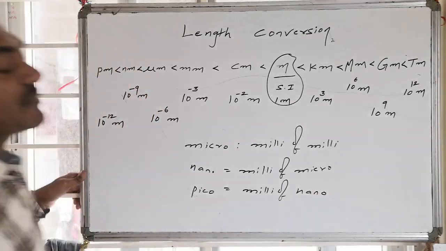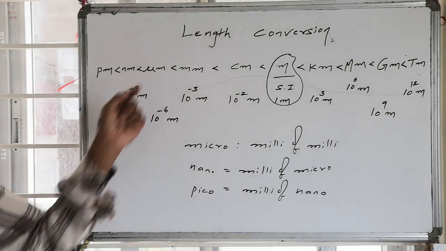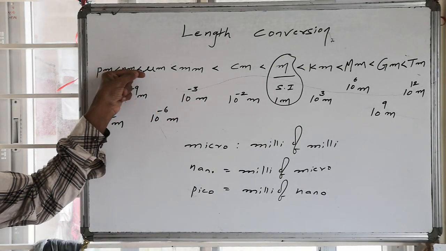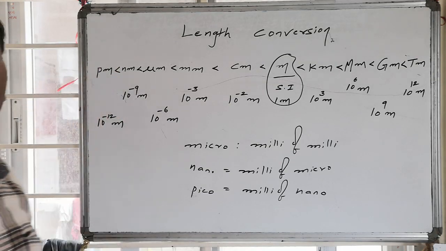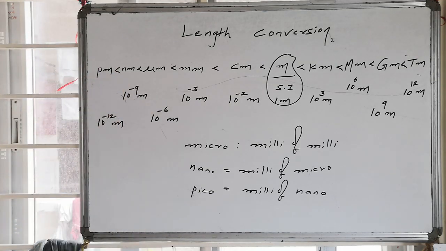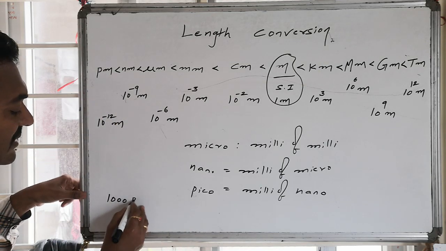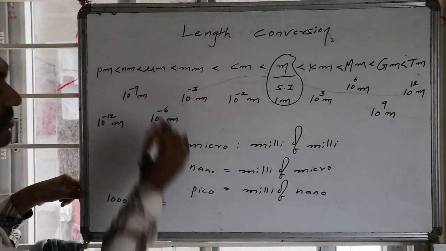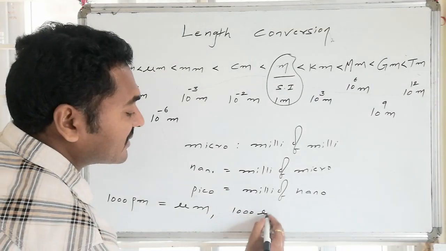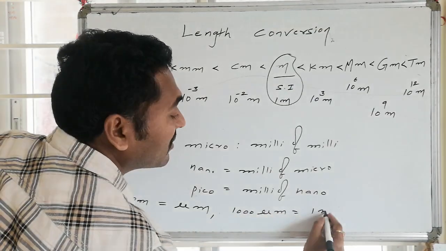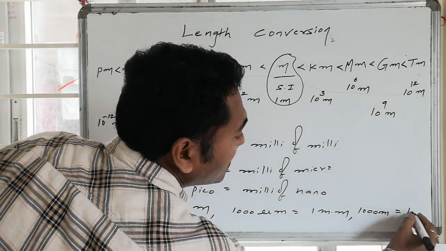So therefore 1 by 1000 part of a millimeter is equal to a micrometer. 1 by 1000 of a micrometer is equal to a nanometer. 1 by 1000 of a nanometer is equal to a picometer. So 1000 picometers, if I add, will be equal to 1 micrometer. 1000 micrometers, if I add, will be equal to 1 millimeter. If I add 1000 millimeters, that will be equal to 1 meter.